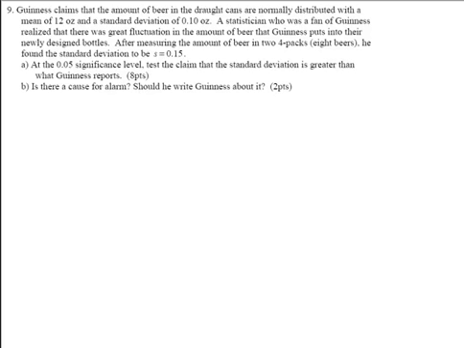Number 9. Guinness claims the amount of beer in draft cans is normally distributed with a mean of 12 ounces and standard deviation of 0.10. Somebody tests 8 beers and found the standard deviation to be 0.15 ounces, which seems larger.